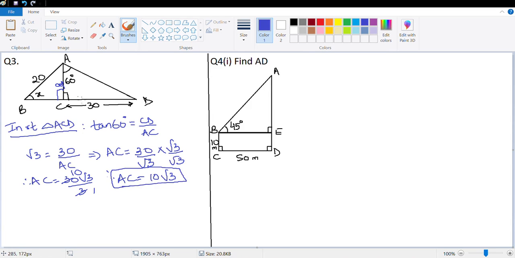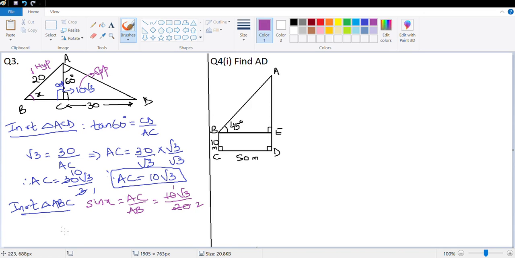Now that we've got the value of AC, let's try and apply it in this right triangle ABC. In right triangle ABC, for reference angle X, AC is not adjacent, it is opposite, and this is the hypotenuse. So we are looking at opposite upon hypotenuse, which is sine. So sine X is equal to AC upon AB. In this case, 10 root 3 upon 20, which means root 3 upon 2.